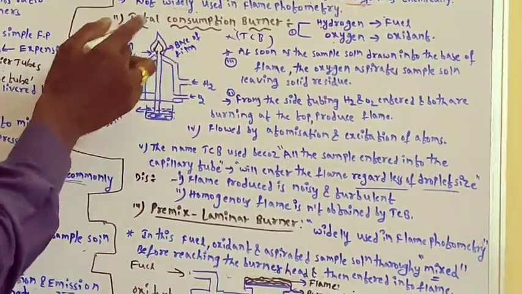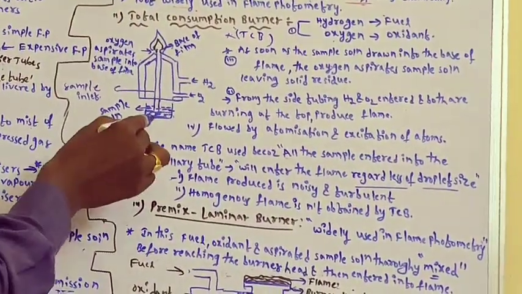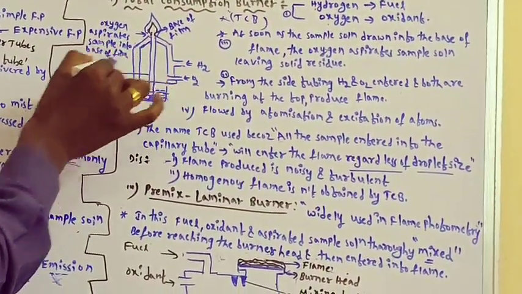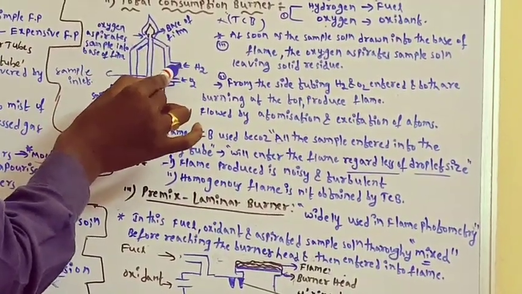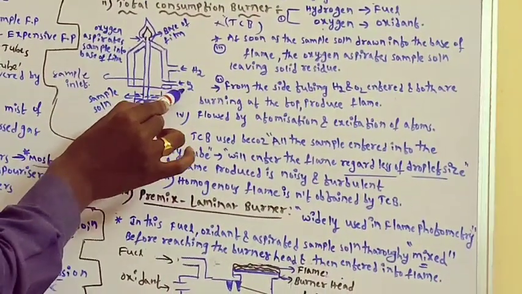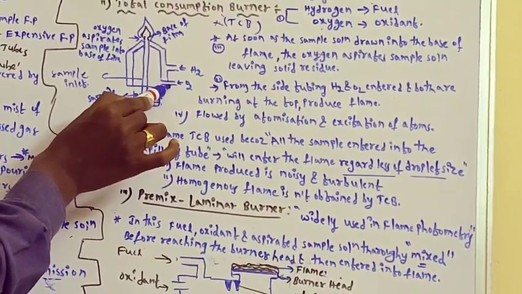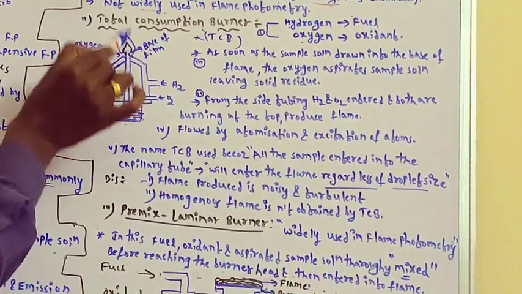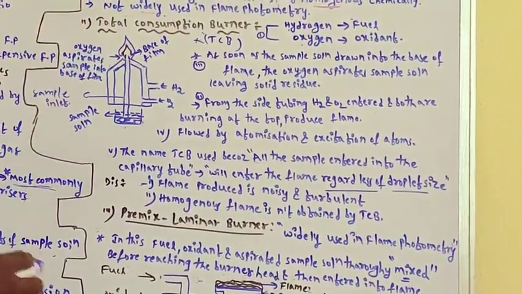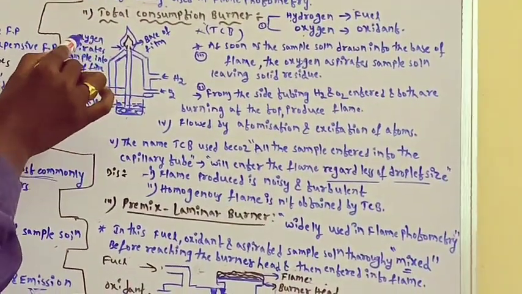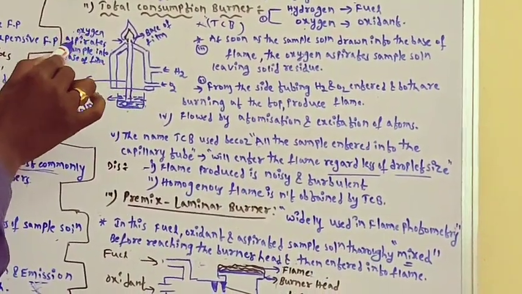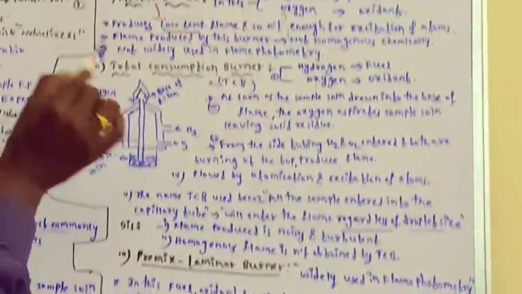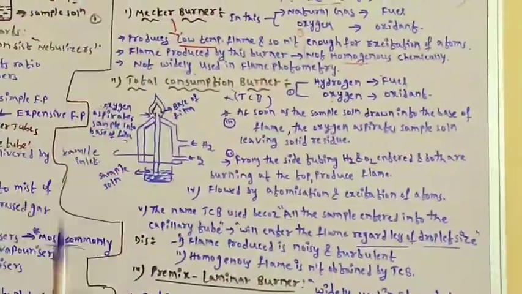Here it is a block diagram of total consumption burner. Here it is a sample solution, and this is the sample inlet. You can see by this way oxygen is entering, by this way hydrogen, by this way oxygen is entering. This is the flame, and inside is the base of the flame. At this position, the oxygen aspirates the sample into the base of the flame. This is the construction of total consumption burner.